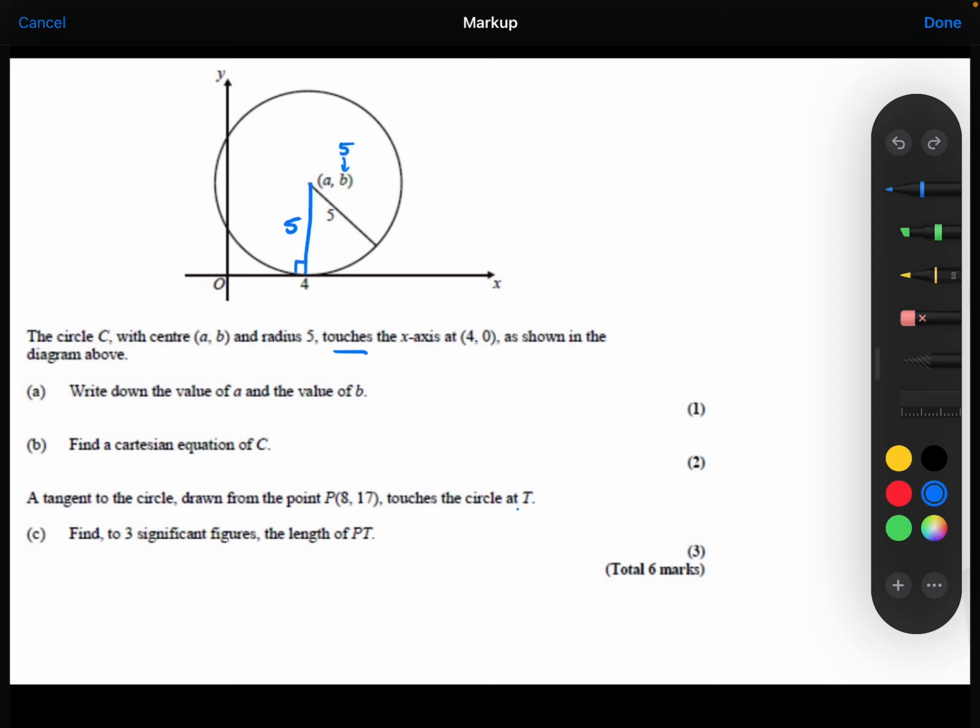Even more than that, this radius is perpendicular to the x-axis, which means that if this is 4, then this is 4 as well. So therefore A must be 4. So the centre of the circle is the point (4, 5). So A is 4, B is 5 for part A of the question.